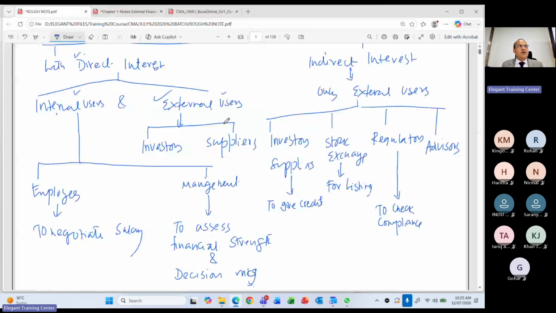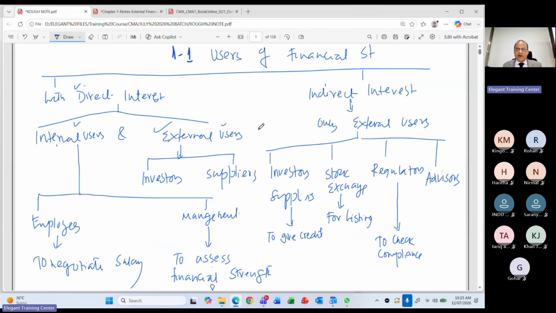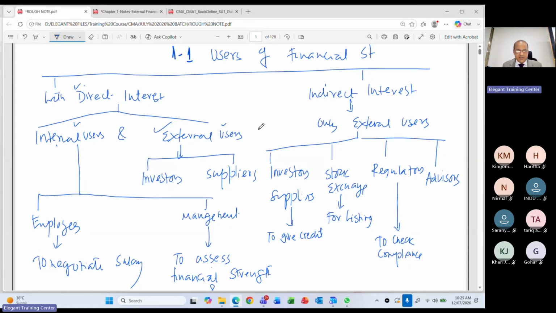Okay. Any question on this? Anyone has any question on this? Indu? Rohan? Any question on this? All clear? No, sir. Tell me, Rohan. I'd like to know more about the listing, about the stock exchange. Okay, very good question.